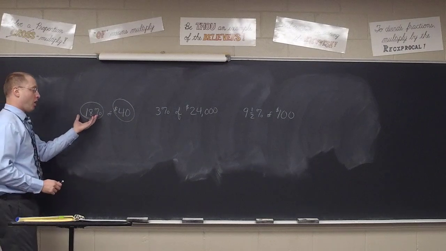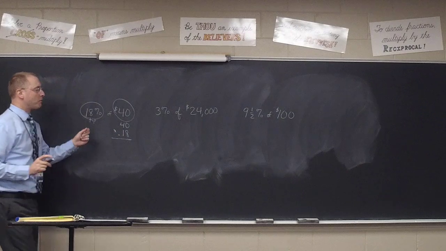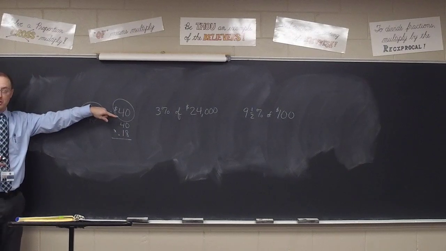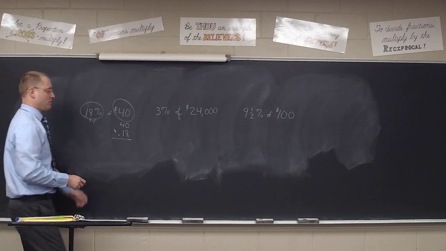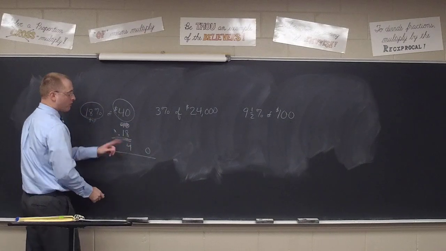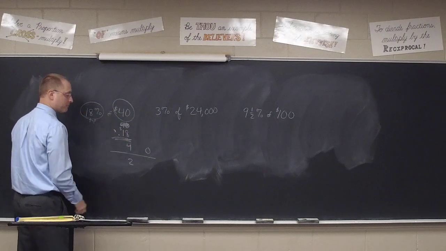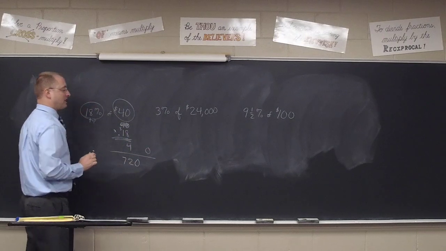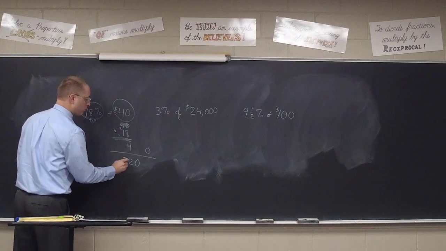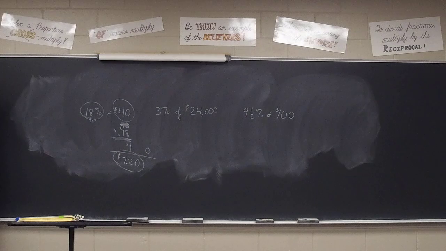So 0.18 would get multiplied by 40, right? But remember we talked about hanging zeros earlier in the year? I'm not gonna multiply by 40. No. I'm gonna multiply by 4. I'm gonna hang the 0. 4 times 8? 32. Carry the 3. 4 times 1 plus 3? 7. I'll put the 0 back. Now how many decimal places, class? 2. $7.20 is how much the waiter or waitress receives.